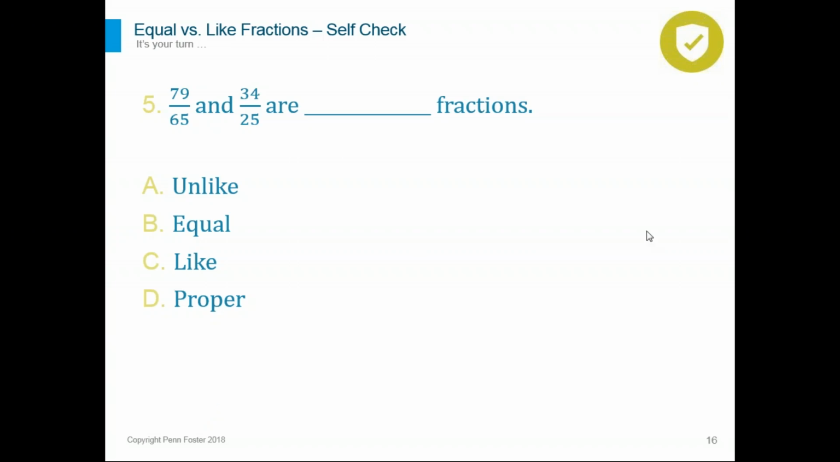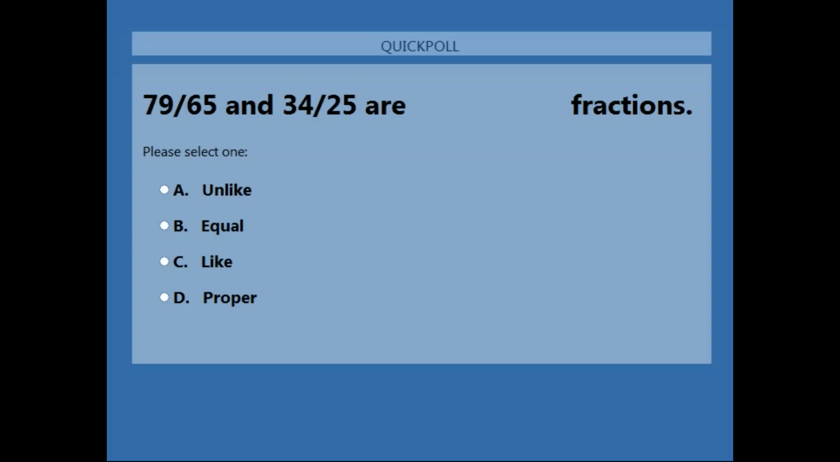Here's the question. Are they unlike? Look at the denominators. Are they unequal? I'm sorry, are they equal? You can do the cross multiplication if you'd like. Are they like or proper?